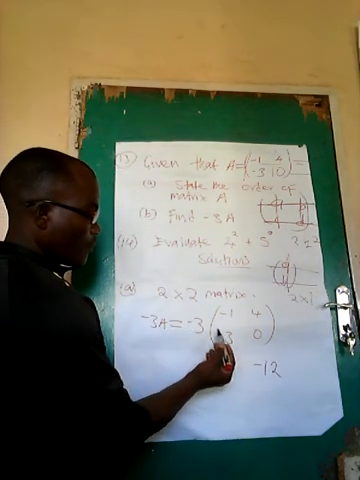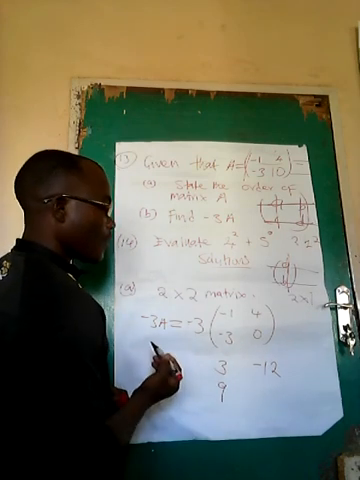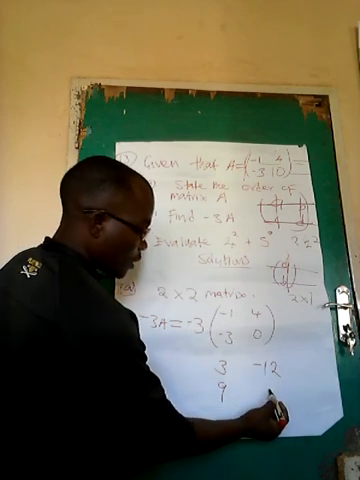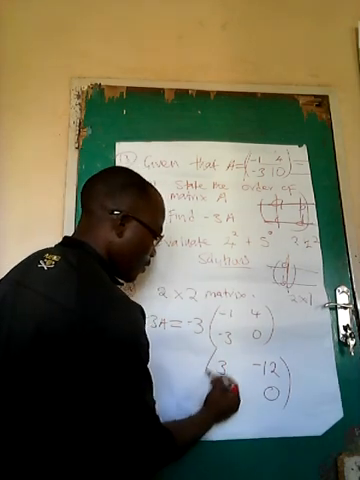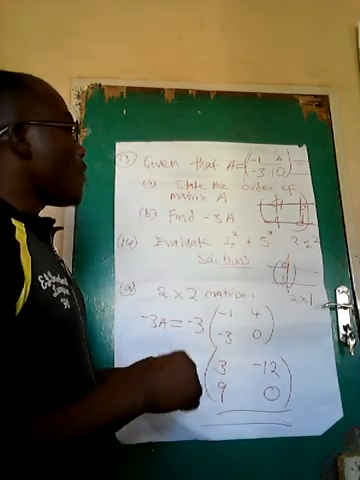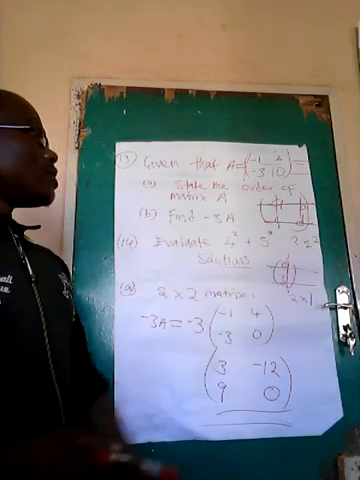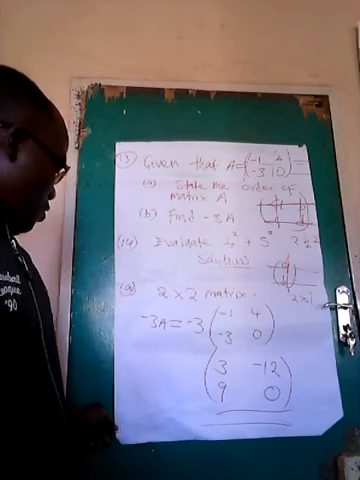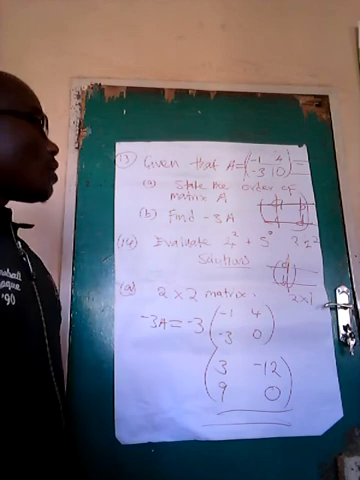This is negative, that is negative. Negative times negative will give you positive, and 3 times 3 will give you 9. Negative 3 times 0 will give you 0, because any number multiplied by 0, the answer is 0. So this is negative 3A. This is the scalar multiple of matrix A when the constant negative 3 is acted on the matrix. Okay, so that's how we calculate the scalar multiples, and we state the order of the matrix.